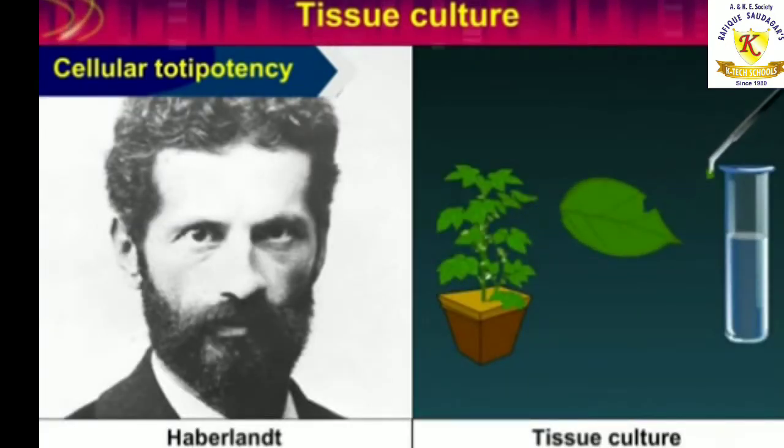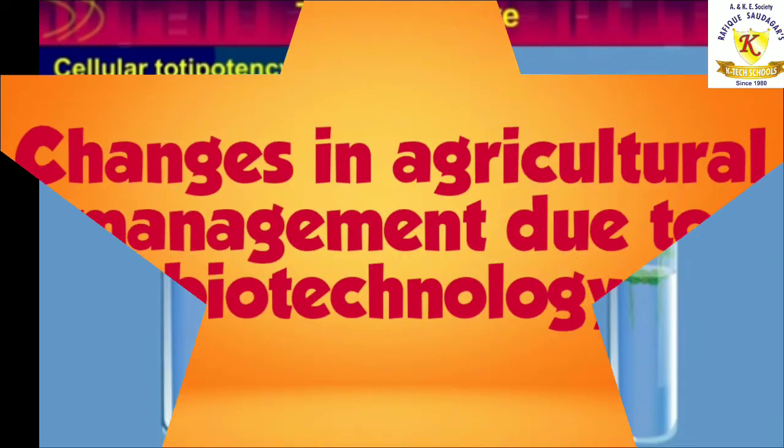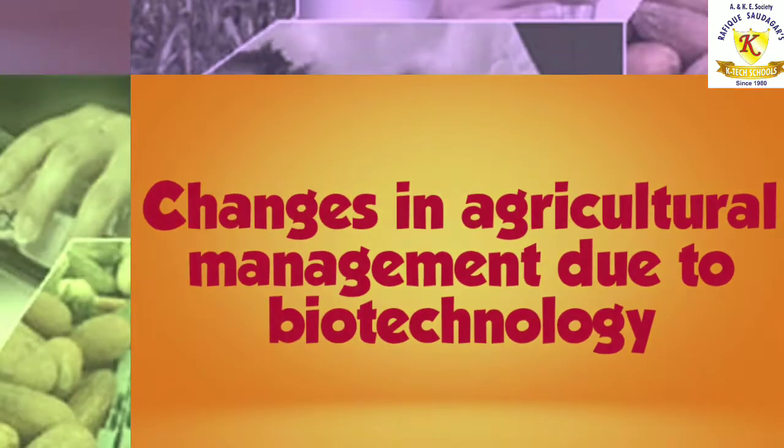Haberlandt in 1902 was the first to demonstrate the totipotency and introduced plant tissue culture. It is essential for us to know some important terms used commonly in tissue culture technology. So, have you understood, children? Good. Next is changes in agricultural management due to biotechnology.